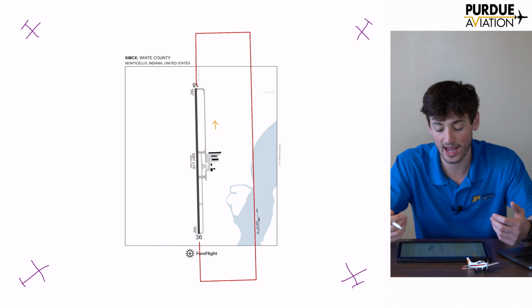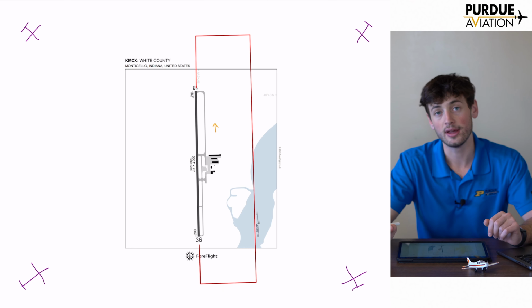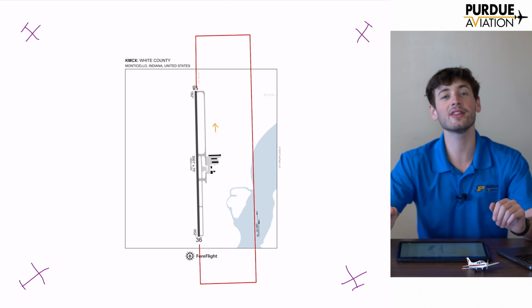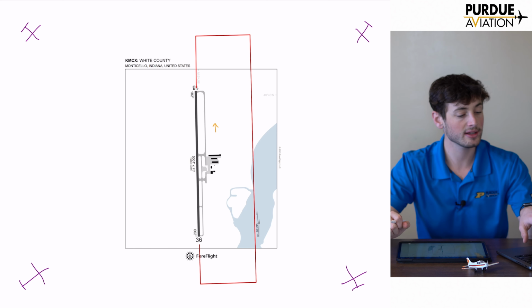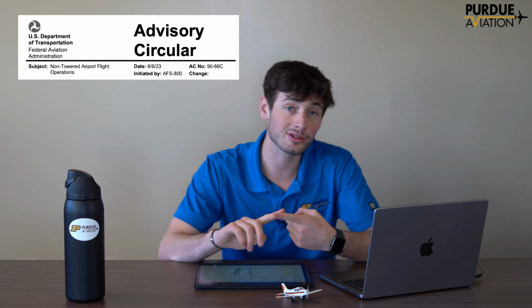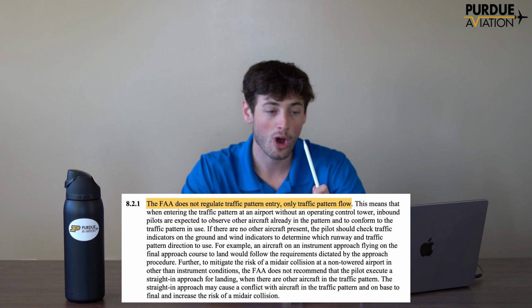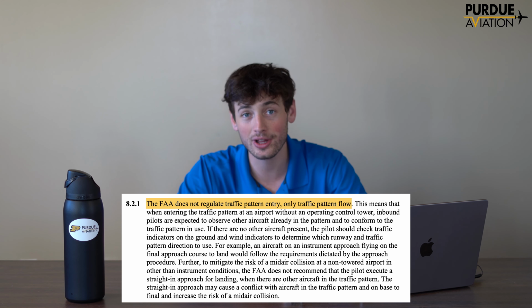Well, the first thing we're going to do at an uncontrolled airport is make that first call, and we make that first call when we are 10 nautical miles out. Now, it's imperative to know that according to the FAA, straight out of the Aeronautical Information Manual and Advisory Circular 90-66C, the FAA does not regulate traffic pattern entry, only traffic pattern flow.